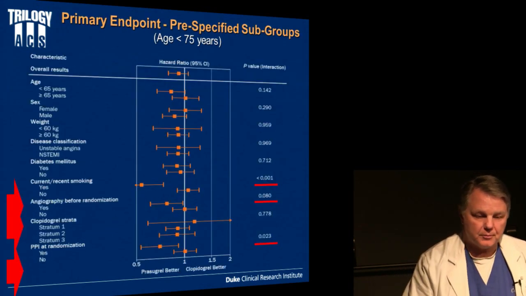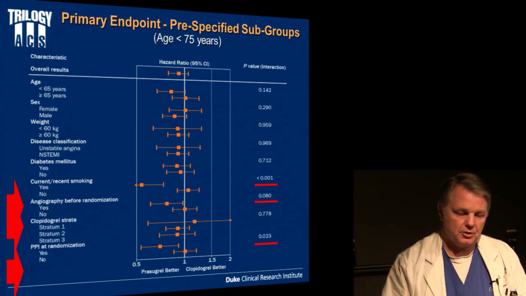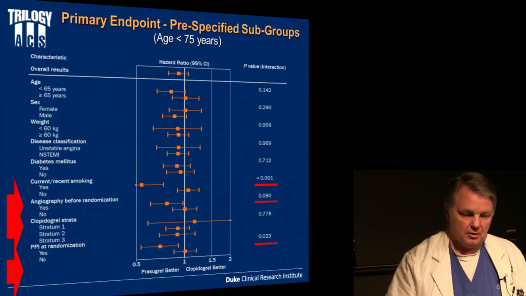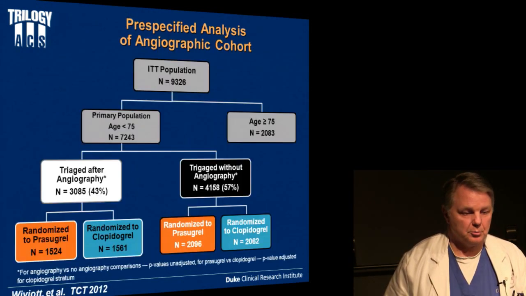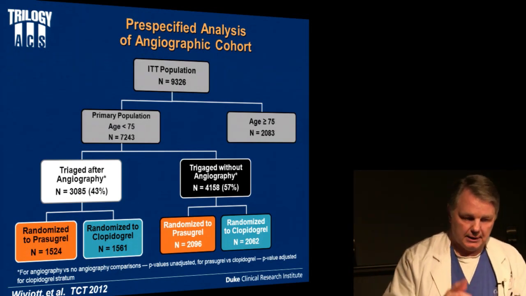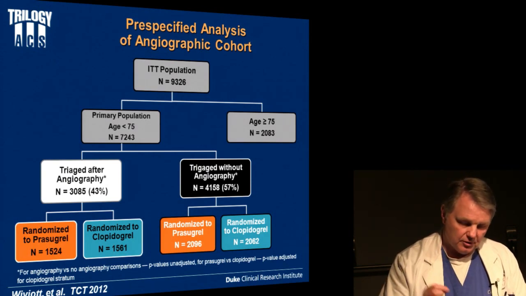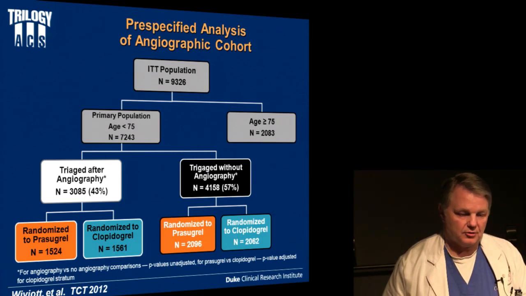Now, we looked at some subgroups here that I'm going to share with you. The most interesting one is probably, because it's more pertinent to our practice, what about patients who had angiography prior to randomization versus those who did not, and then also looking a little bit at smokers and PPI. So in the total cohort, there were 9,000 patients and 7,200 under 75 years old, and about 43% had angiography prior to the decision being made to manage patients medically, and half of them were randomized to prasugrel versus clopidogrel.